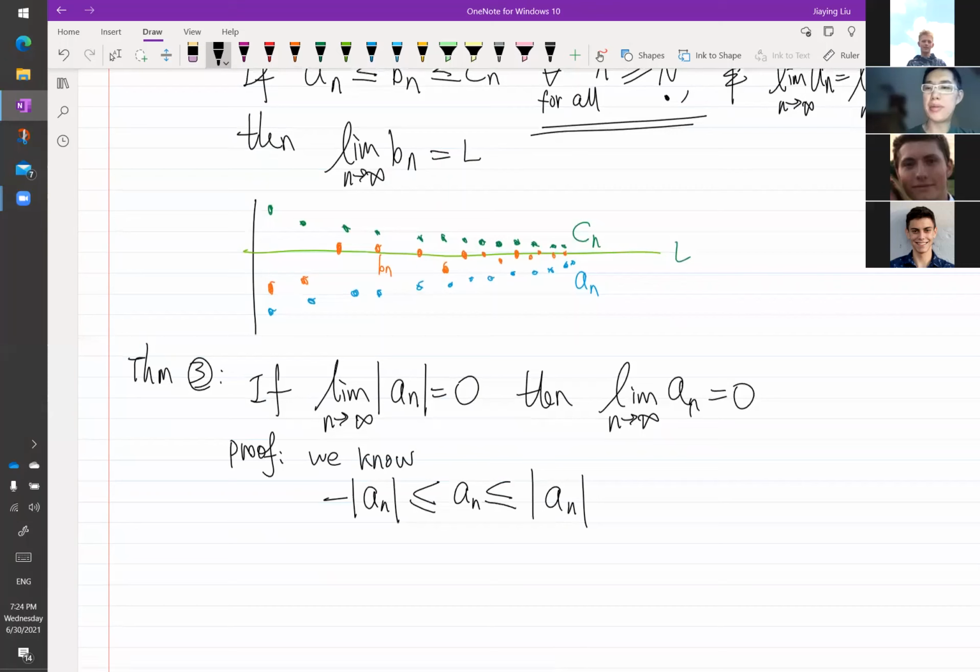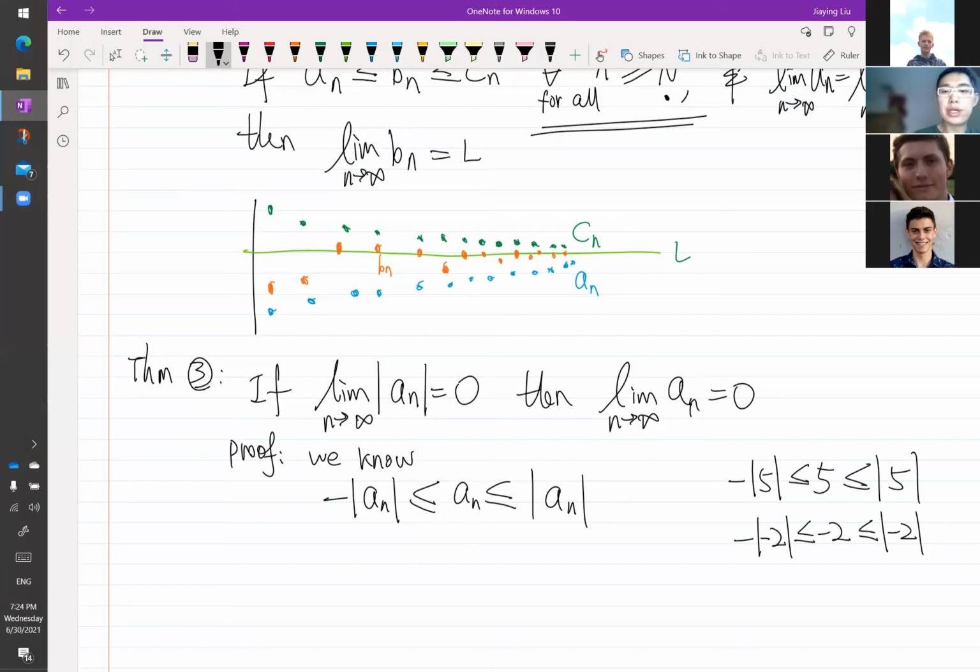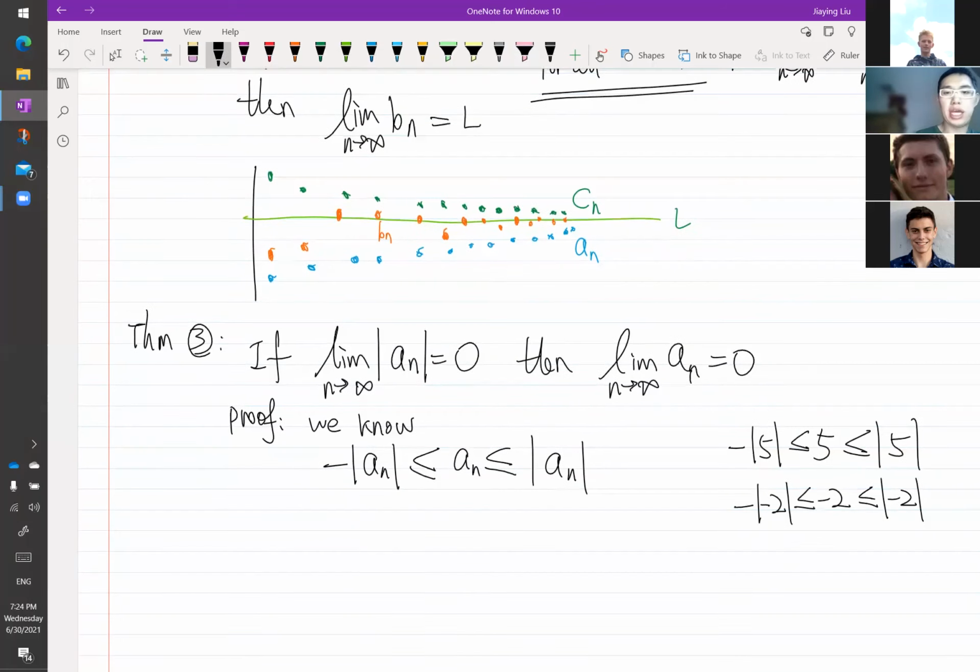For example, if we have an is 5, we know that 5 is always going to be less than or equal to the absolute value of 5, because that's positive, and greater than or equal to the negative absolute value of 5, which is negative 5. Or if we have negative 2, that's always going to be less than or equal to the absolute value of negative 2, which is positive 2, and greater than or equal to the negative of the absolute value of negative 2. That relationship is always true, right? So the an without the absolute value sign is caught between those two.